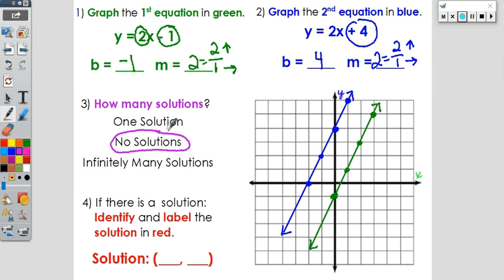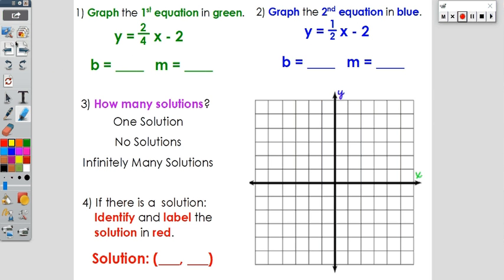Now what I want you to notice, and we'll talk about this a little bit later, is a way you can tell just by looking at your equations. If you have the same slope, that means your lines are going to increase at the same rate. Same slope means you're either going to have parallel lines or the same line twice. The way you can tell the difference is by the y-intercept. These have the same slope, but they cross the y-axis in two different places. That's why we have two lines here.